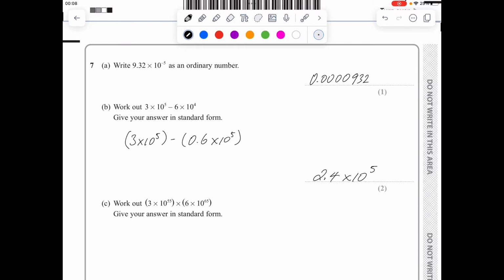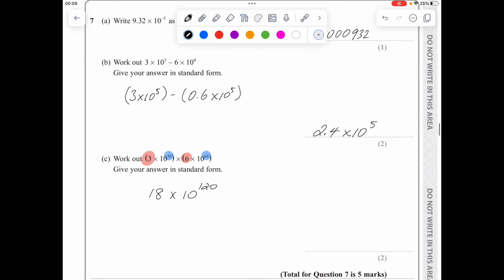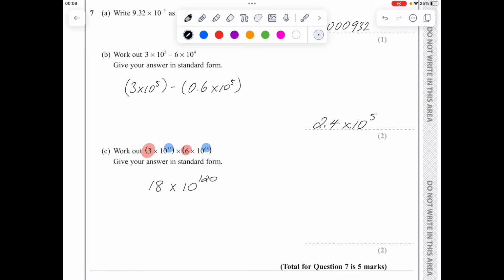And then for part C, I will multiply 3 times 6, which will give me 18 times 10, and then I will add the powers, and this will give me 120. Now, this is not in standard form. I will take a power of 10 from the 18. I'll pass it to the 10 to the power of 120. So I will get 1.8 times 10 to the 121.